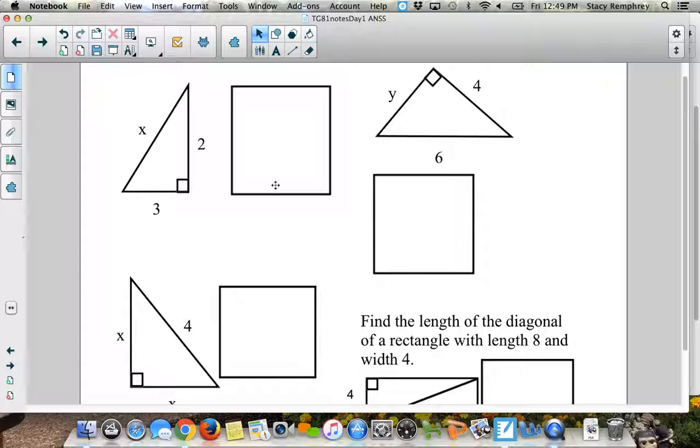Okay, so before you start, the very first thing is identify your C side. So here's my right angle. I go across, so this is my C squared. All right, so push pause now and work through those.